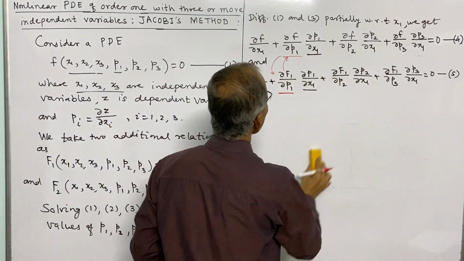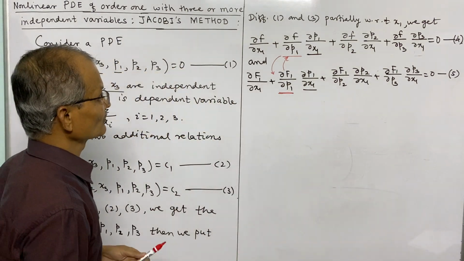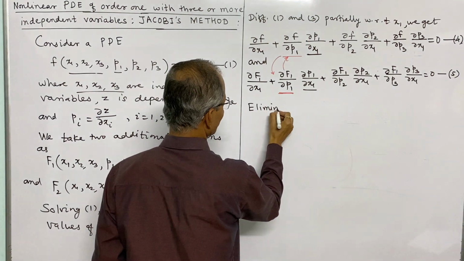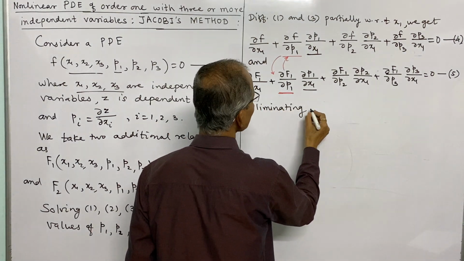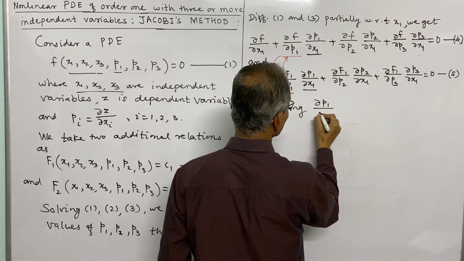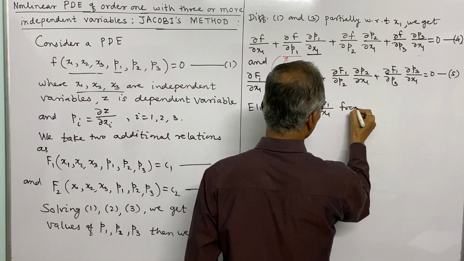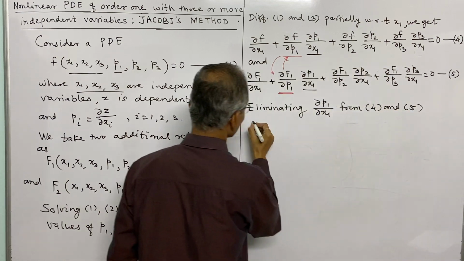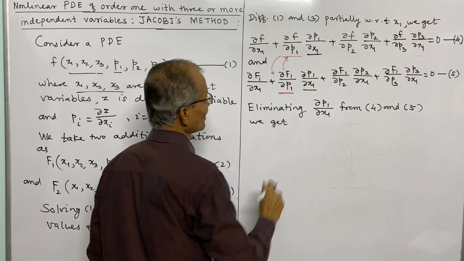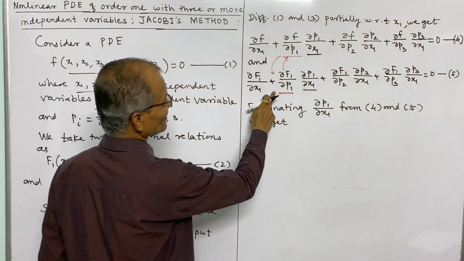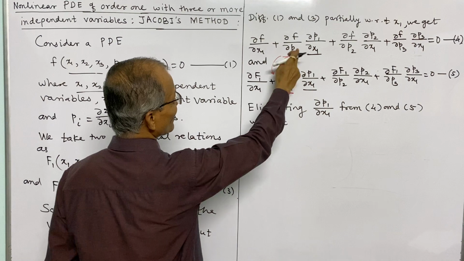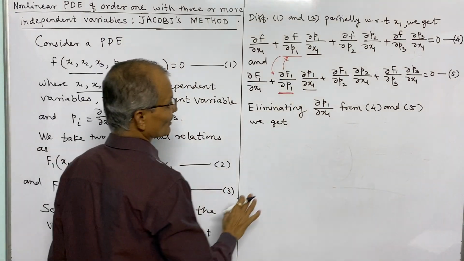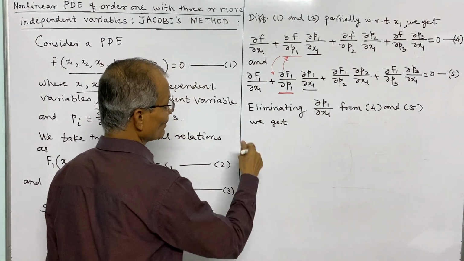So eliminating ∂p1/∂x1, from 4 and 5, we will get... Now remember to multiply this term to the upper equation, the fourth equation, multiply the fifth equation by this term and subtract. So that is the elimination procedure, and we will do it directly.